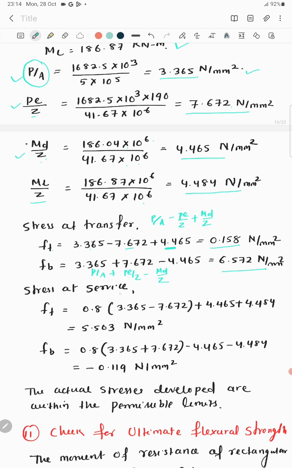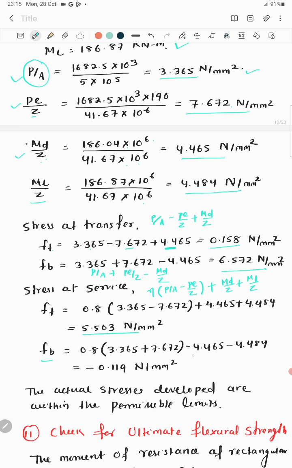Now the stresses at service period. During the service period there will be loss in the pre-stress. So after deducting the stress due to losses, the expression becomes eta times P by A minus P by Z plus MD by Z plus ML by Z. So this is the expression for stress at the top during service period. After putting the values, we got 5.503 Newton per mm square.